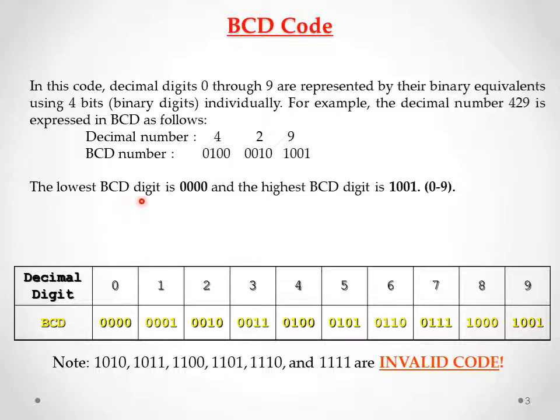So the lowest BCD digit is 0 and the highest BCD digit is 9. This is the truth table for the decimal digit and the BCD equivalent. The 0 to 9 combinations are used for the BCD code. In this BCD code, 10 to 15, a total of 6 combinations, are left over. These 10 to 15 combinations are invalid codes.